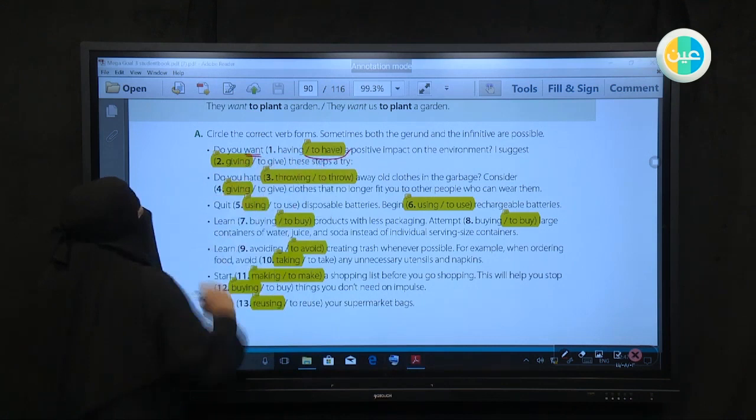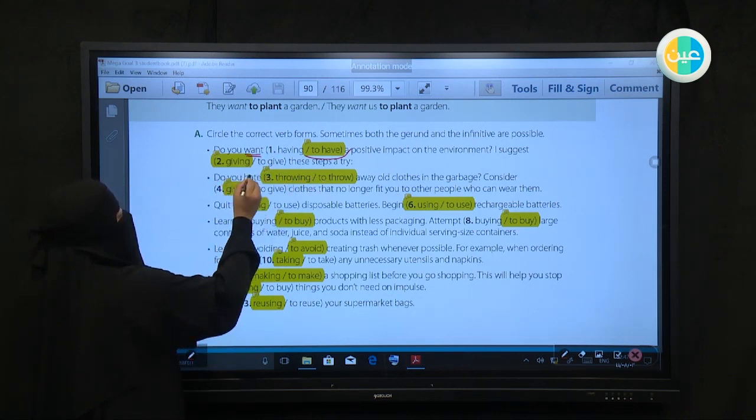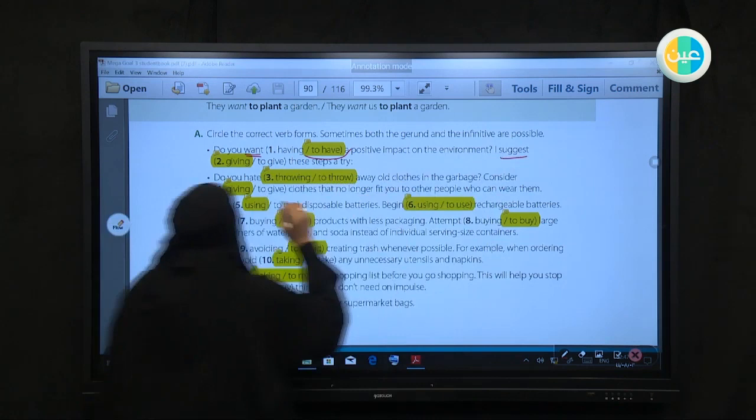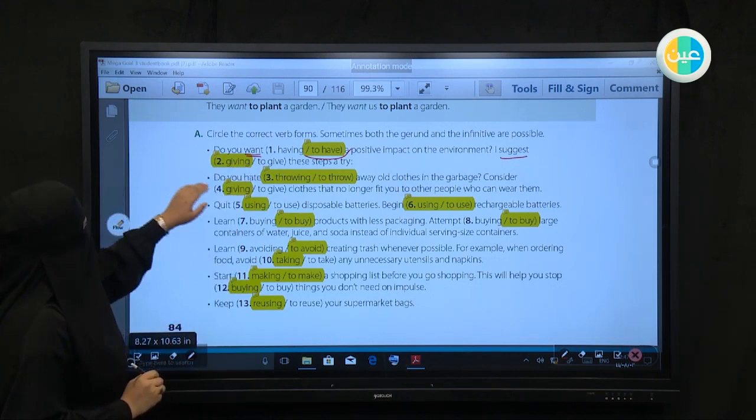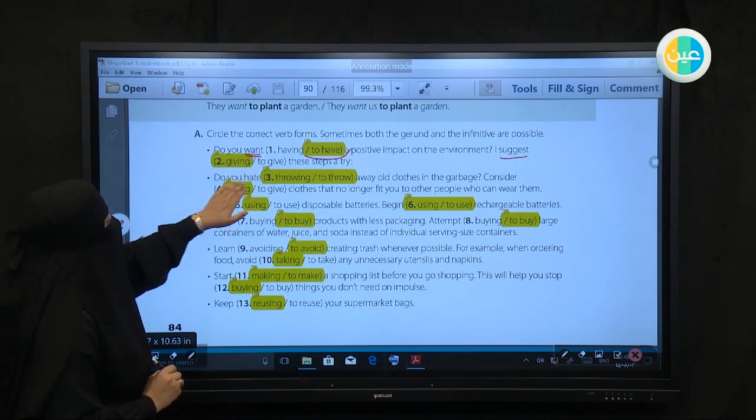I suggest giving or to give these steps a try. طيب, suggest من الأفعال اللي يجي معاها الgerund. فأخذنا مين؟ أخذنا الing. Number two. Okay. So number one or two حلنا. Number three. Do you hate فراغ away old clothes in the garbage?